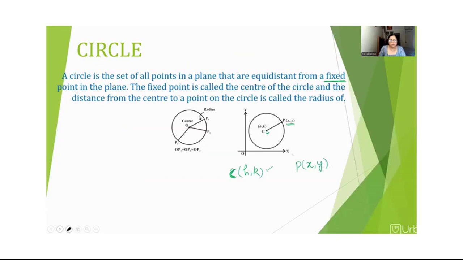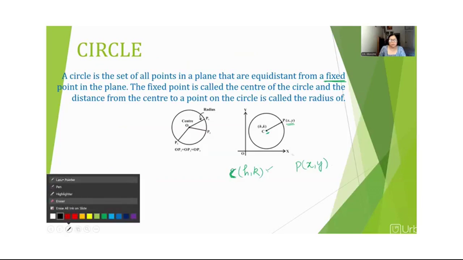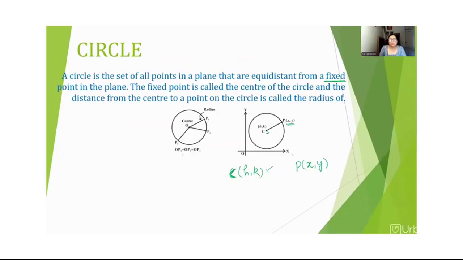Right? Now the definition says that all the points are equidistant from this given fixed point. So we know the distance formula. What we have to do is keep the distance the same. The distance between any general point (x, y) and this fixed point (h, k) is a fixed unit, which is called the radius.